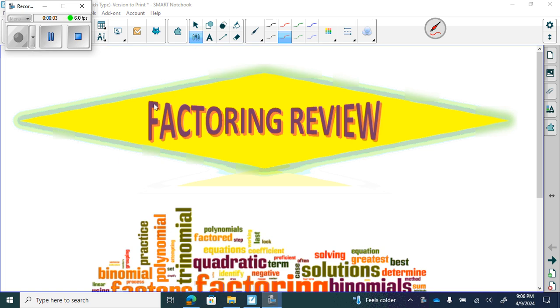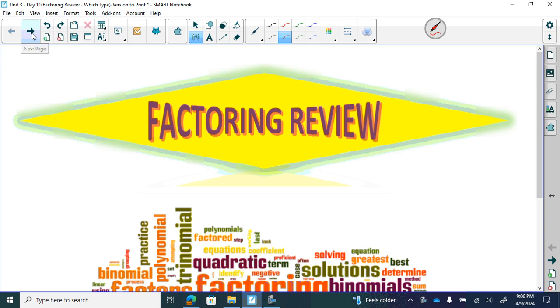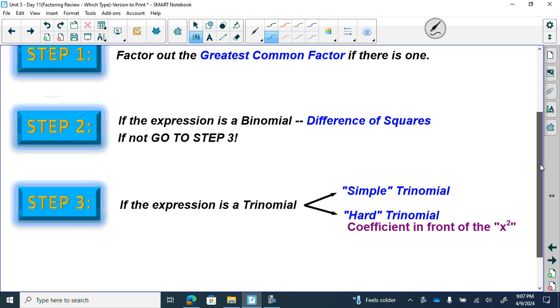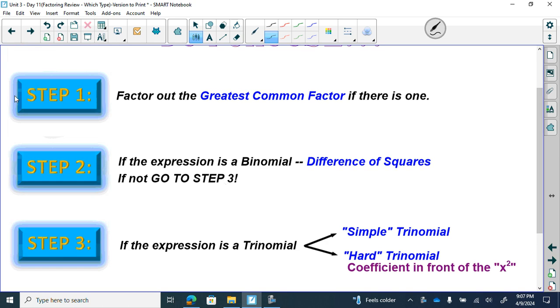All right, folks, we're just going to go through a little bit of a factoring review here. First thing you need to decide is which method of factoring to choose. You should always follow these 3 steps. Step 1 is the most important: you should always try to take out a common factor first. If it doesn't have a common factor, then you move on to step 2.